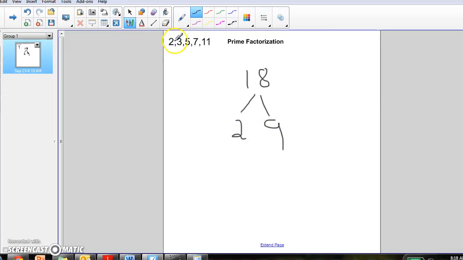So I look. 9, is it a prime? 2, 3, 5, 7, 11. No, 9 would go right here. 9 is not a prime. I know two factors together that can get 9. 2 is a prime. That should be something we know.